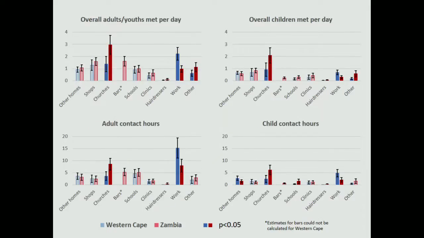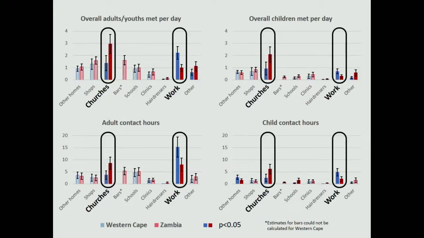These graphs now combine some of the data I presented on the previous slide, and they show two measures which give a better indication of the relative importance of different types of location for overall transmission. On the top line, the graphs show the number of people met by respondents in each location, and on the bottom line, this is combined with data on the duration of time spent in locations to give the overall number of contact hours between respondents and other people at each location.